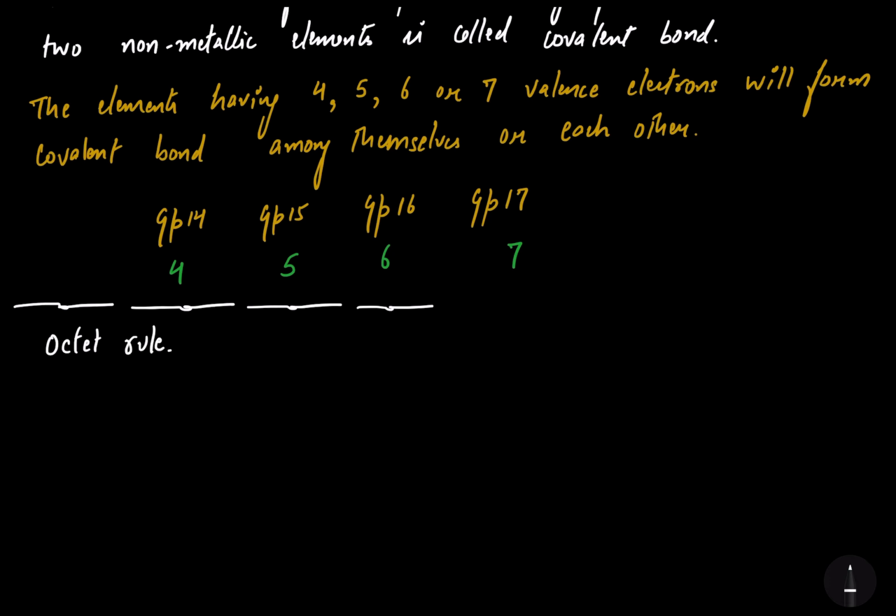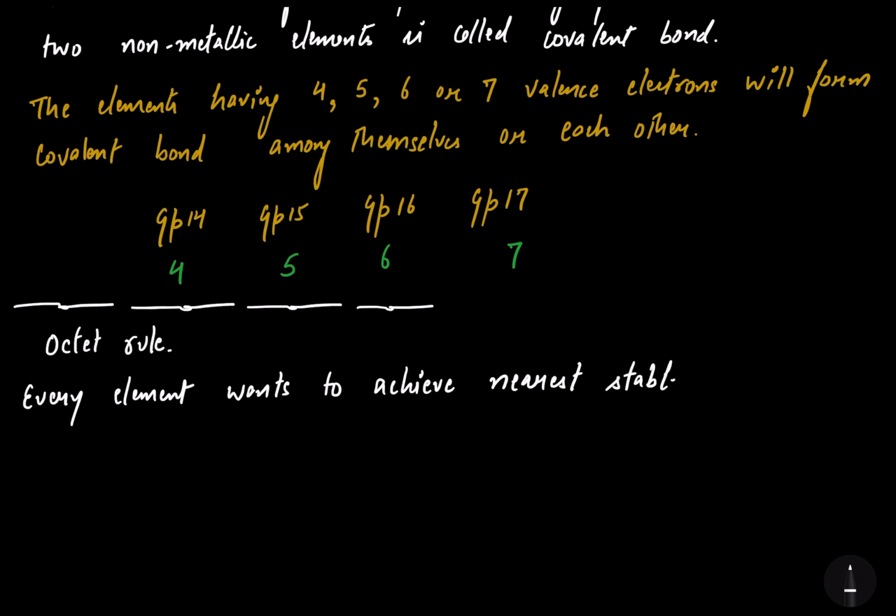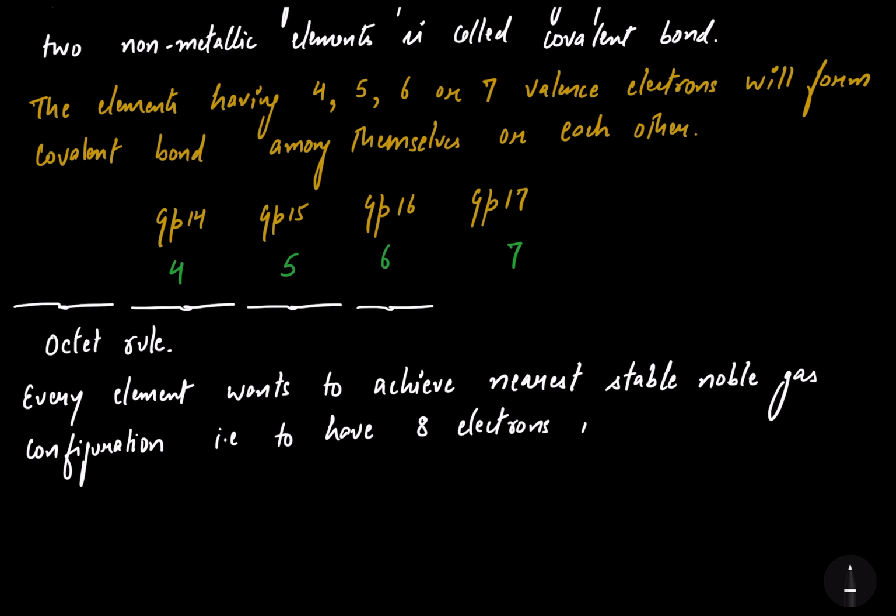Octet rule. What does this mean? Every element wants to achieve nearest stable noble gas configuration, that is to have 8 electrons in their outermost shell, or we can say valence shell.